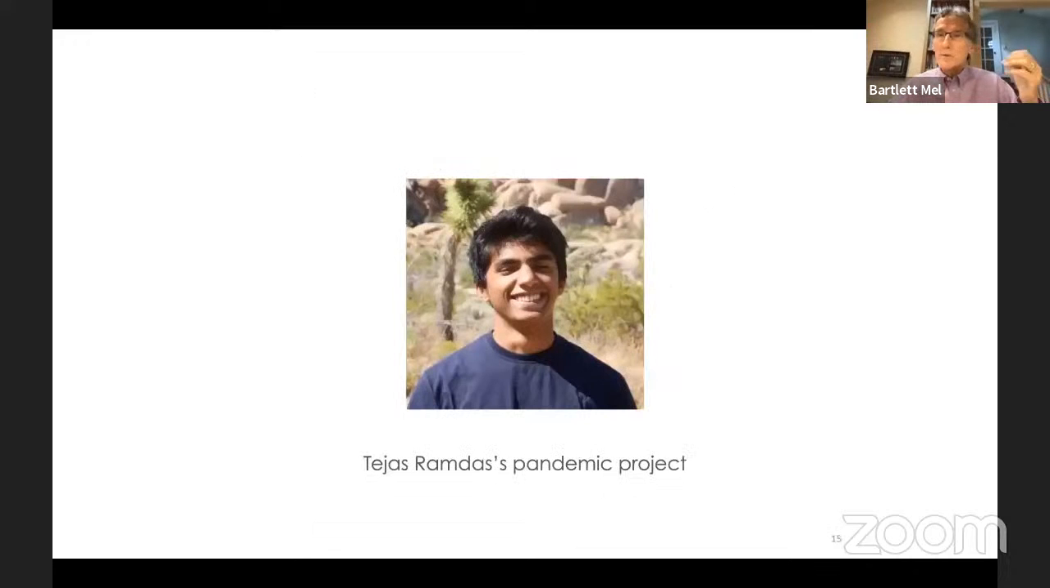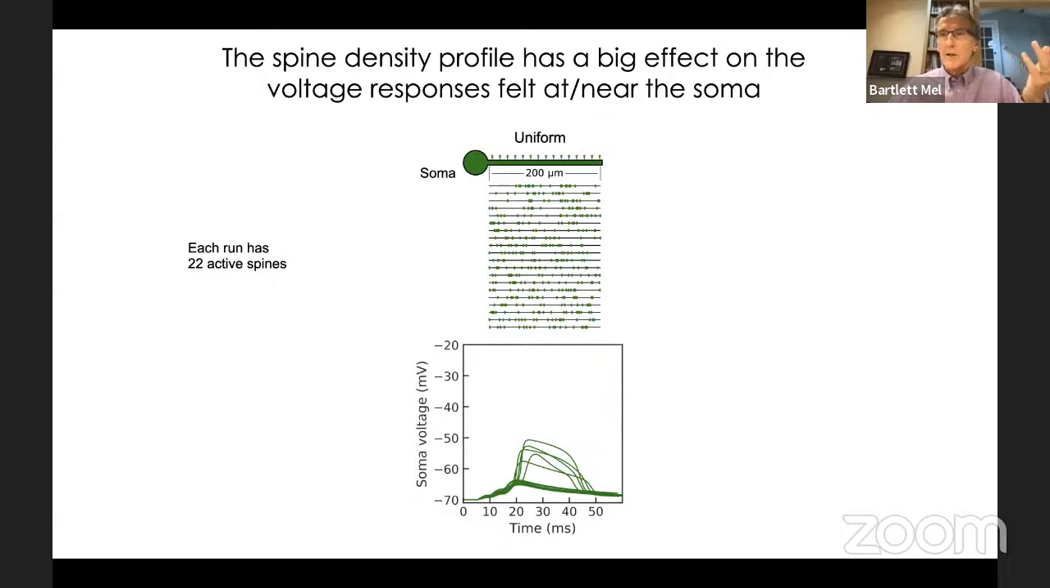Okay, so we worked on this problem with Tejas Ramdas during the pandemic. He was an undergraduate at USC. He's now a graduate student at Harvard. But anyway, this was his project for a year and a half. Okay, so we were going to focus on the effect of the spine density profile on this binary subunit pooling problem. So the first thing we did was, here's a compartmental model.